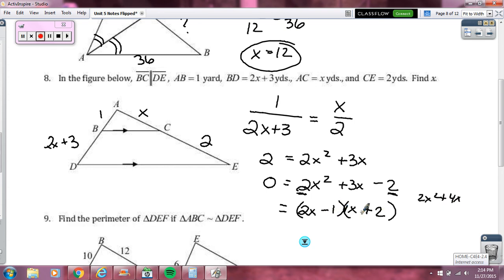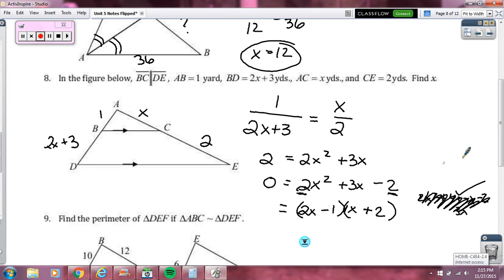Cool. Negative 1 times x would give me negative x. And then negative 1 times 2 would give me negative 2. When I combine those like terms in the middle, I would get positive 3x. Okay, cool. So multiplying those binomials out by FOILing was a good little way for me to check and see if my work was right.